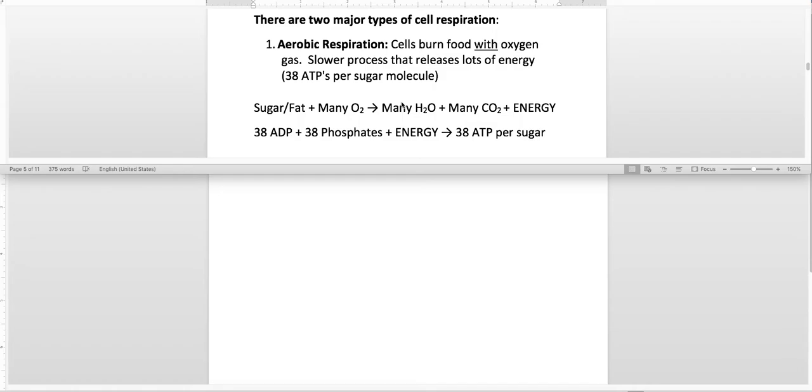It turns out that most of the aerobic respiration you do, you actually don't do when you're exercising. Most of the aerobic respiration you do at rest, and particularly the burning of fat. Most of the fat burning you do is at rest, not when you're exercising.